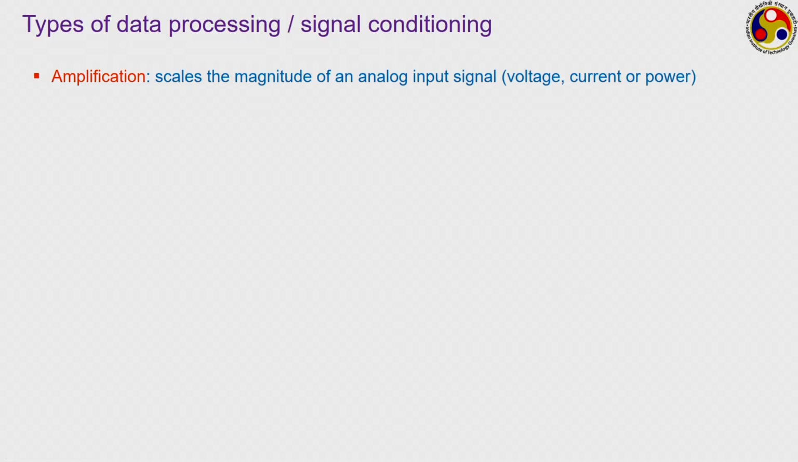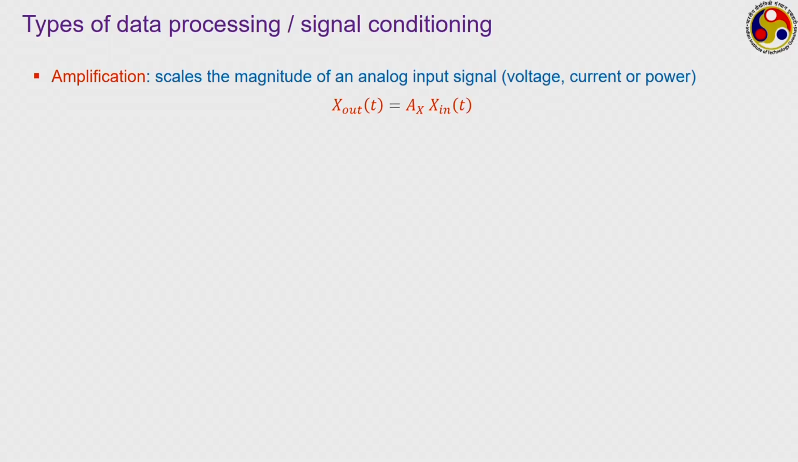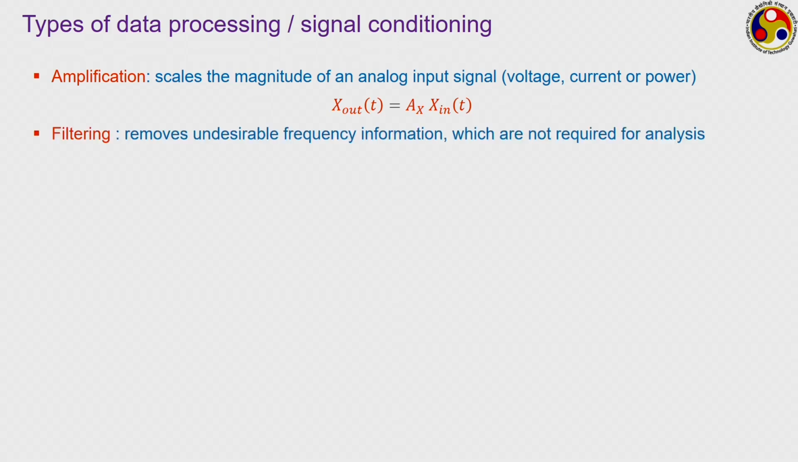Amplification refers to scaling the magnitude of an analog input signal, generally to a higher value, but in some situations we have to scale it to a lower value as well. This input signal generally is an electrical one, like voltage, current or power. In quite some situations we have a relation where the output is the input multiplied by a factor A_x, where A is called the amplification factor or the gain of the device. Here x can refer to voltage, current or power.